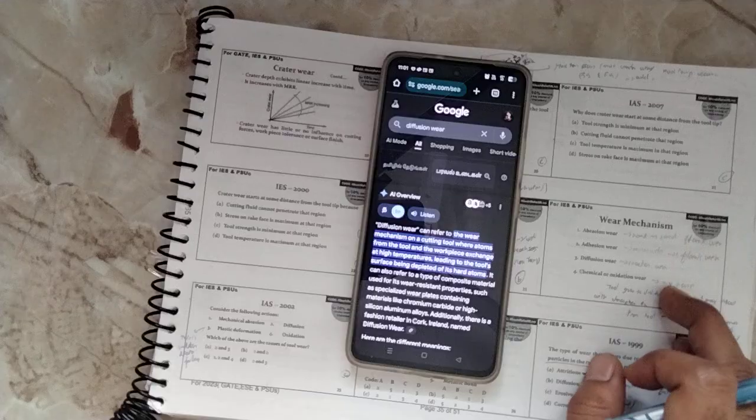Oxidation means, for example, if aluminum is kept as a pure metal, it will get oxidized very easily. That is oxidation. Then plastic deformation occurs. The type of wear that occurs by the cutting action of particles is erosion wear. Next is absorption.